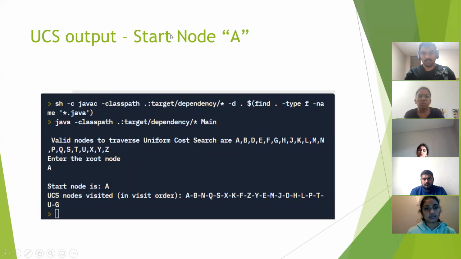This is the output of the code we have run. Here we have taken the start node as A. So UCS nodes are visited in the order A to B and to goal node G. This is the sample output, and the next part will be continued by my teammate.